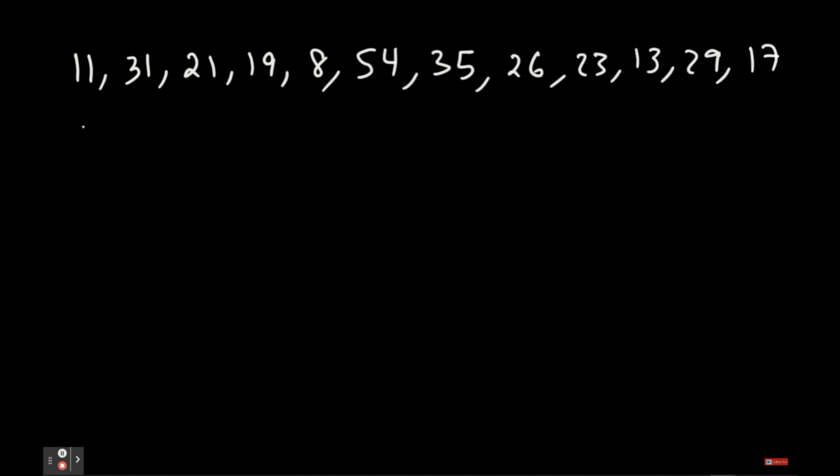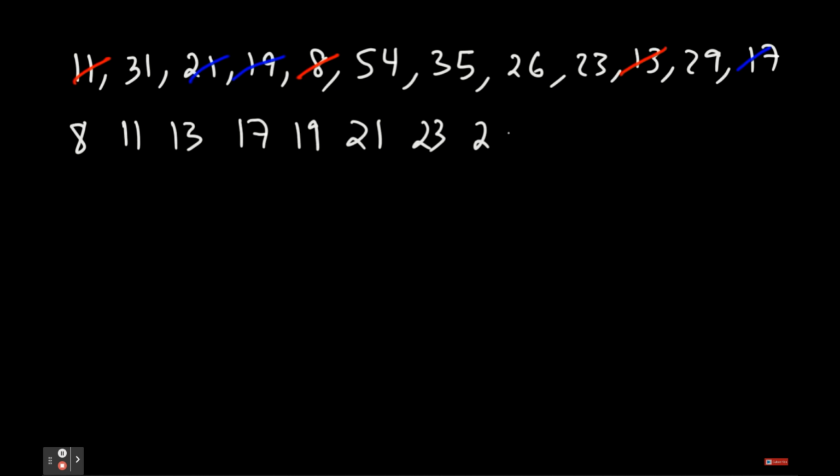So let's begin by writing the numbers in increasing order. So we have 8, 11, and 13. So after 13, we have 17, 19, and 21. And then after that, we have 23, 26, and 29.